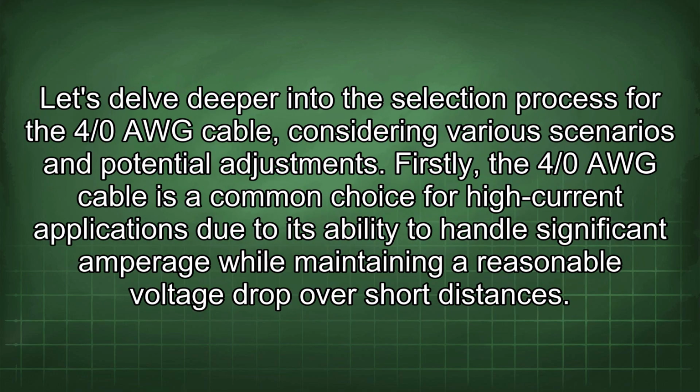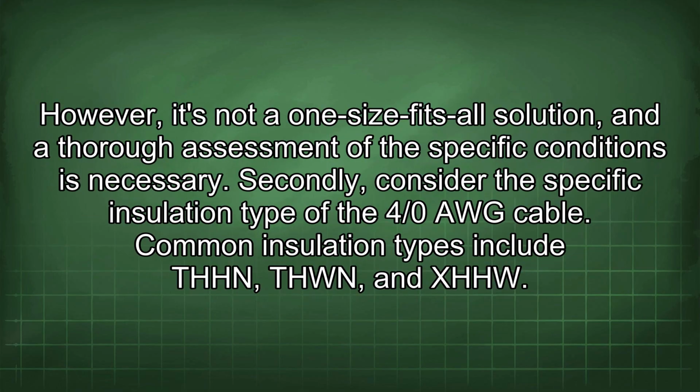Let's delve deeper into the selection process for the 4/0 AWG cable, considering various scenarios and potential adjustments. Firstly, the 4/0 AWG cable is a common choice for high current applications due to its ability to handle significant amperage while maintaining a reasonable voltage drop over short distances. However, it's not a one-size-fits-all solution, and a thorough assessment of the specific conditions is necessary.